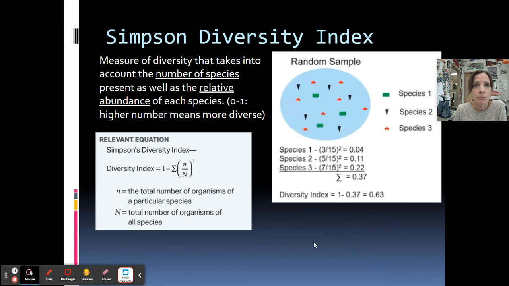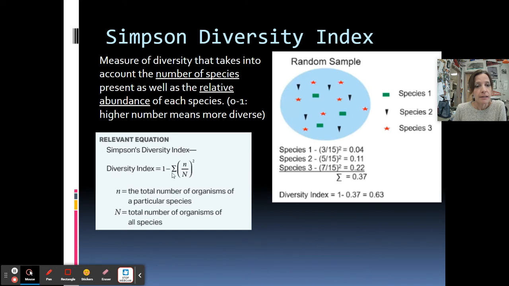Okay, so there's some ways that we can measure the diversity and make a calculation so we can compare different communities. This is called the Simpson Diversity Index, and this is in your equation sheet. This takes into account the number of species and also how abundant they are. And the number is going to be from 0 to 1, and the higher the number means the more diverse the community, meaning there's more different types of species and not just one or two that have a large number.